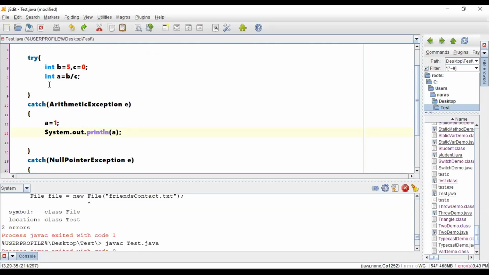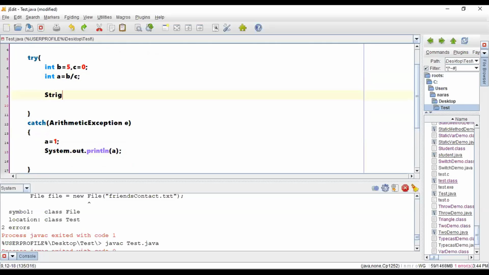What I have done now: if division by 0 is occurring, then an arithmetic exception will be raised. When the arithmetic exception has been caught, I am making the value of a equal to 1. At the same time, whatever is the value of a, that I am printing.